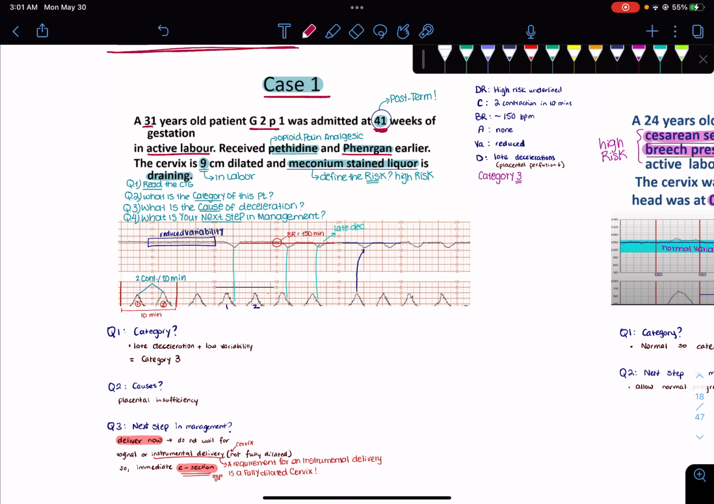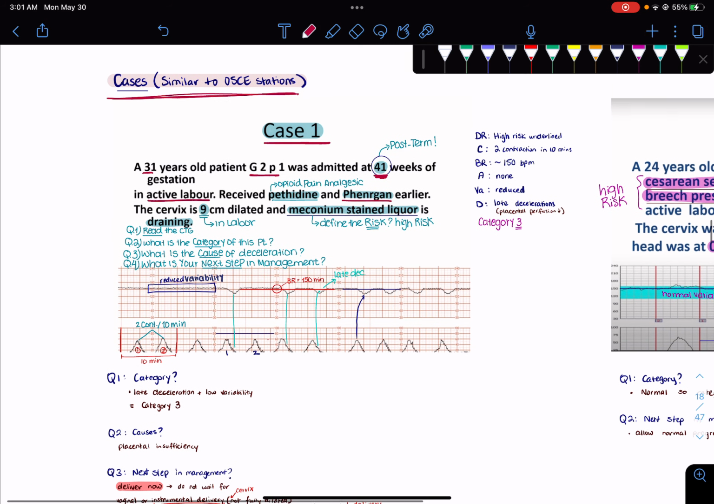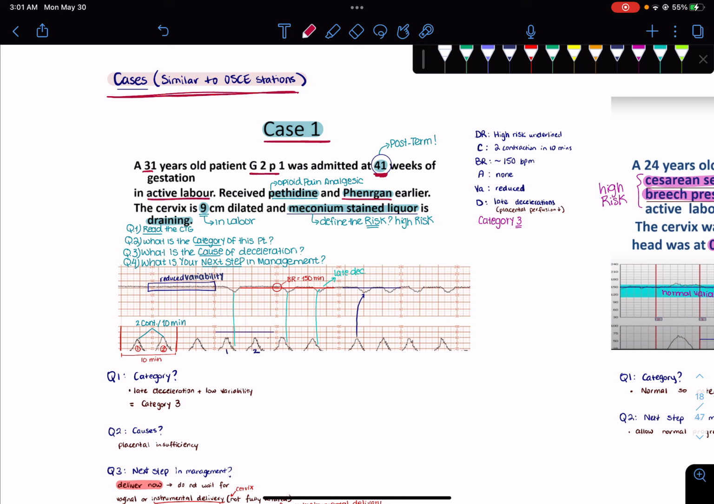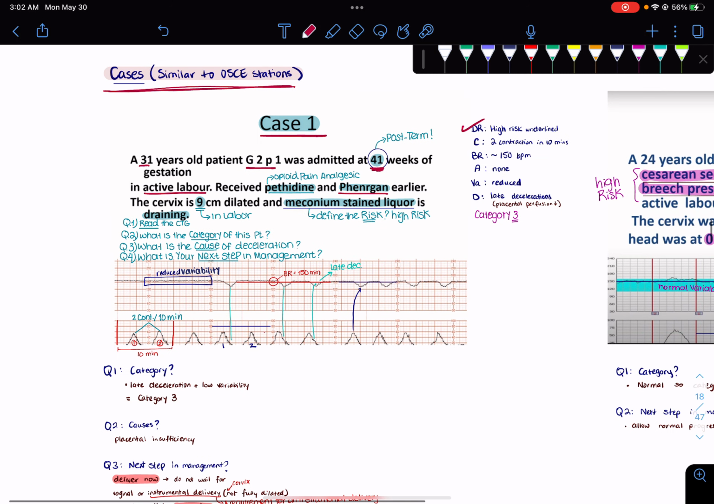So we want to define the risk. خلينا نمشي بالنمونيك اللي قلنا Dr. C. Bravado. So أول شيء we want to define the risk. هي إيش؟ هل هي high risk ولا low risk? She's high risk. Why? لأنه she has meconium stained liquor and she's also in labor. Okay? And she also takes an opioid because احنا قلنا one of the risks is taking drugs. Okay? So she is high risk.